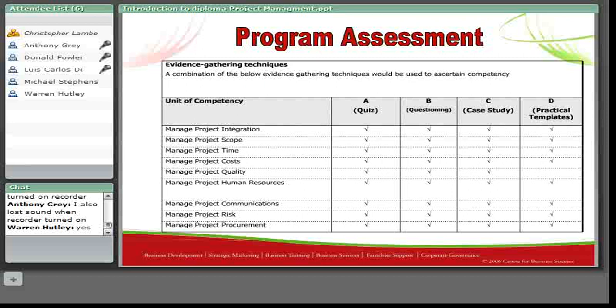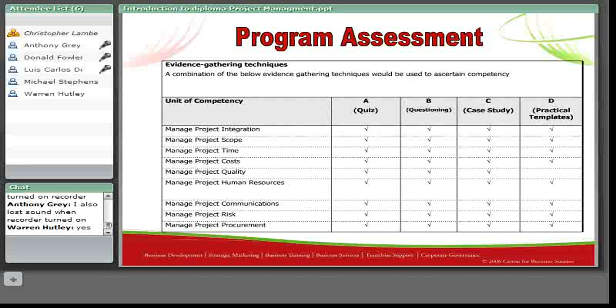All right, the first part of the quiz, that A there, is really for your own learning and your own assessment. The questioning, the case study and the practical templates are really the parts we're going to be looking at most importantly to see if you are competent and to be able to assess you. If you go in there and have a look at the RPL questions, it gives you some idea of the kind of questions we're going to be asking you during the learning phase as well. So those questions won't be too different.